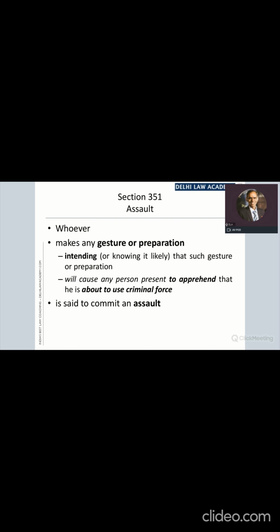When some gesture or preparation is made with the intention that this gesture will cause any person present to apprehend that he is about to use criminal force is said to commit an assault. Now the gesture here is shaking of the fist. If the intention is to cause apprehension in the mind of the other person that criminal force is about to be used, then we will say that it is an assault. Intention, of course, is very important. A shaking his fist at B by itself does not lead to any offense.